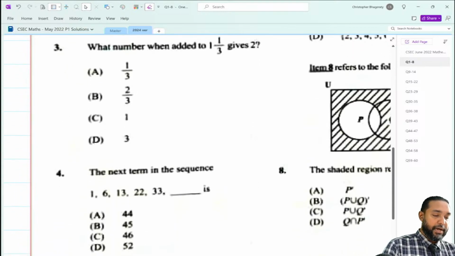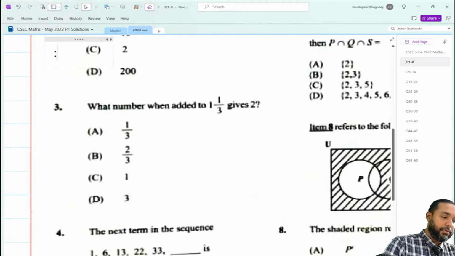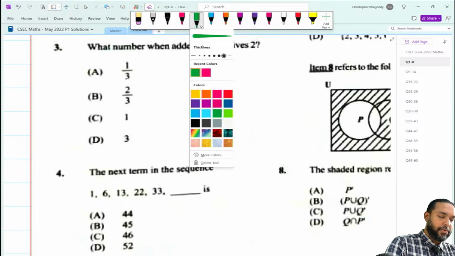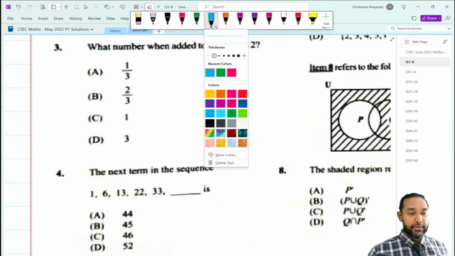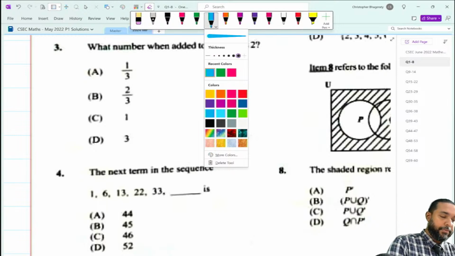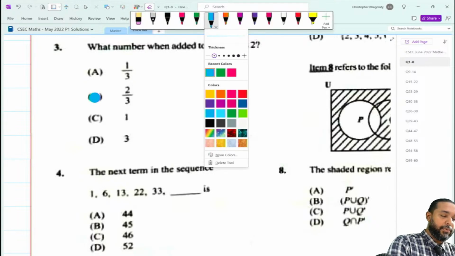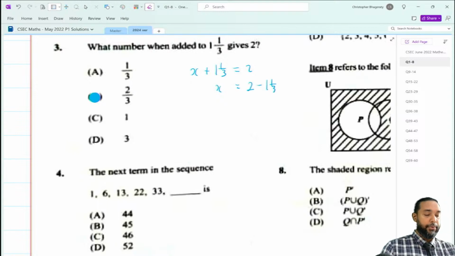Right. What number, when added to 1 and 1/3, gives 2? Exactly. So basically it's B, right? How do we know that? Well, you're asking what number has to be added to 1 and 1/3. So some number added to 1 and 1/3 gives us 2. So to solve for the unknown, you simply subtract 1 and 1/3 from 2.